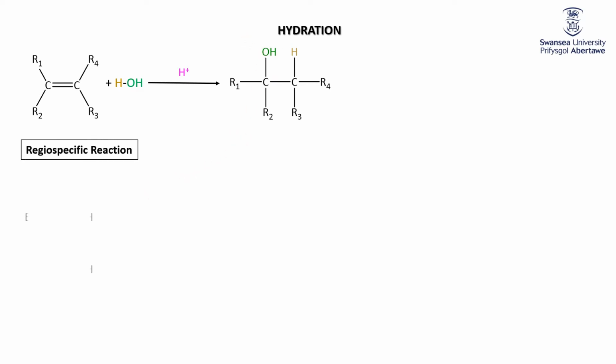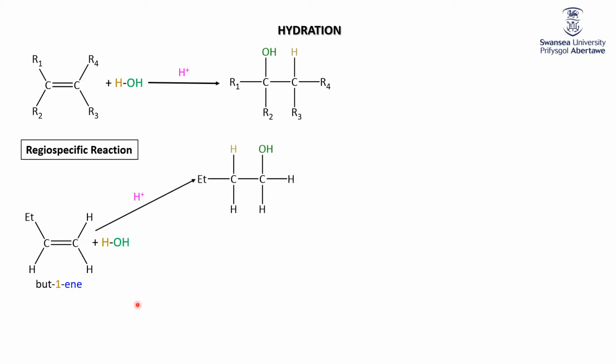Now, this is a regio-specific reaction. So if I take but-1-ene, in which we've got that ethyl group effectively on the double bond, so it enables us to distinguish carbon 1 from carbon 2, and we react that up with water in the presence of an acid catalyst, we can either have the OH add to carbon 1, or we can have the OH add to carbon 2. If it adds to carbon 1, we make butan-1-ol. If it adds to carbon 2, we make butan-2-ol.